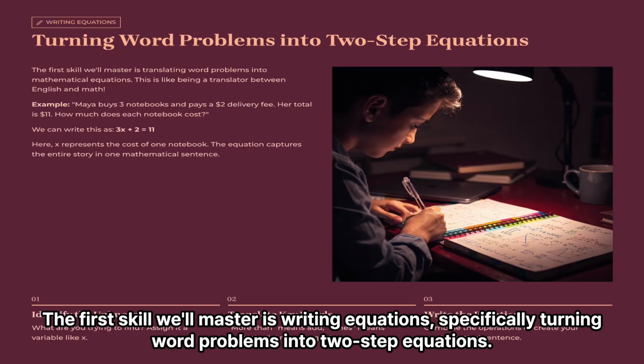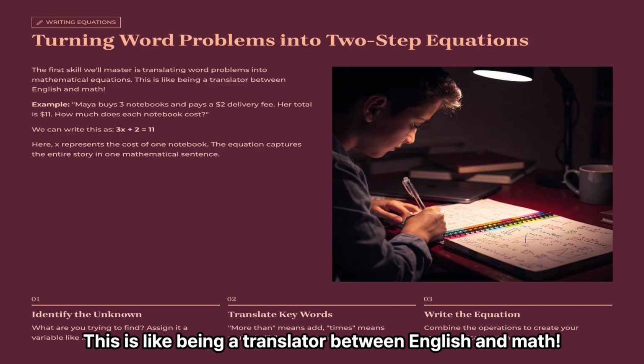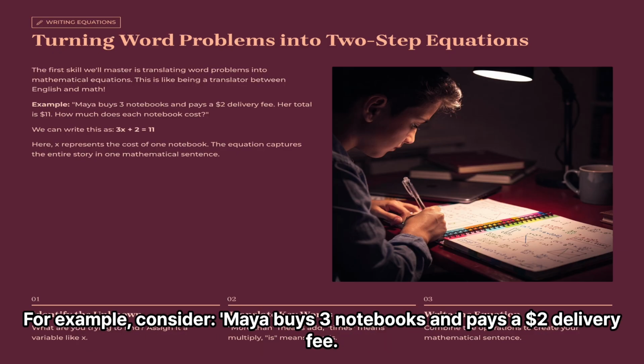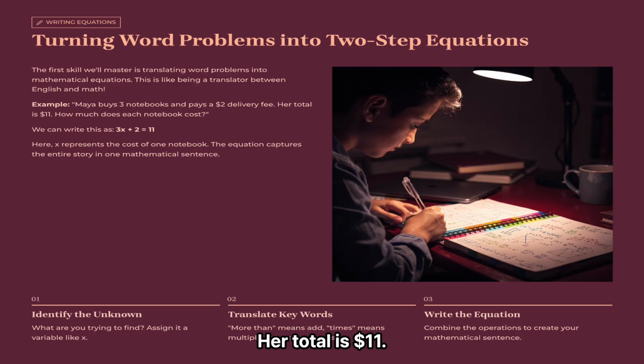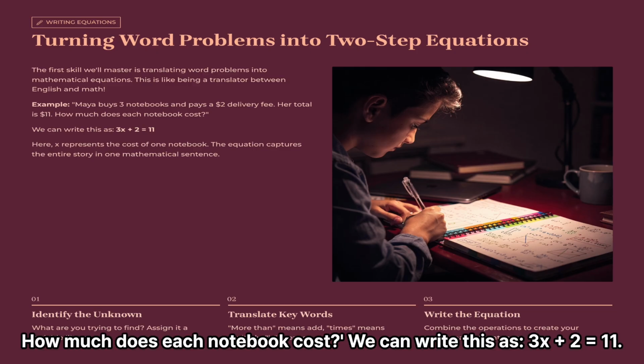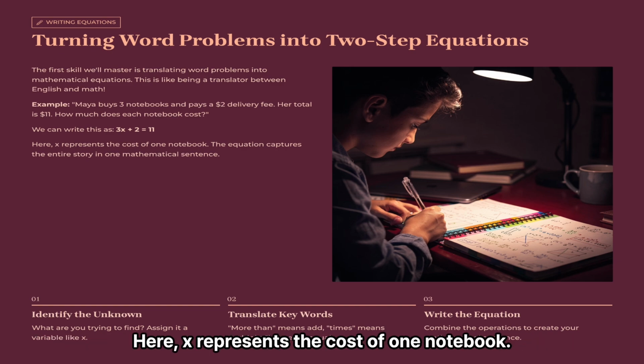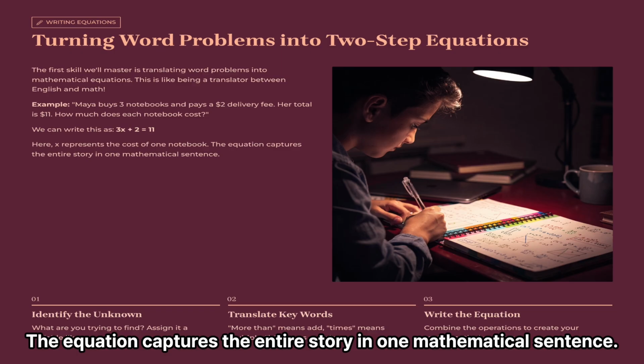The first skill we will master is writing equations, specifically turning a word problem into a two-step equation. This is like being a translator between English and math. For example, consider Maya buys 3 notebooks and pays a $2 delivery fee. Her total is $11. How much does each notebook cost? We can write this as 3x plus 2 equals 11. Here, x represents the cost of one notebook. The equation captures the entire story in one mathematical sentence.